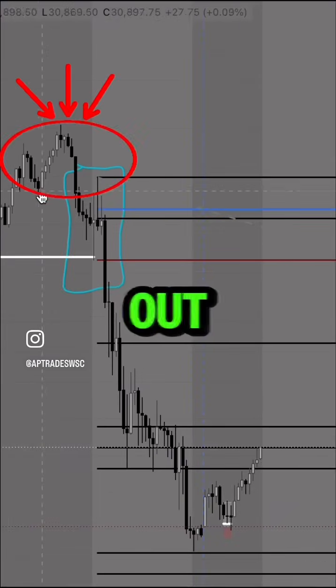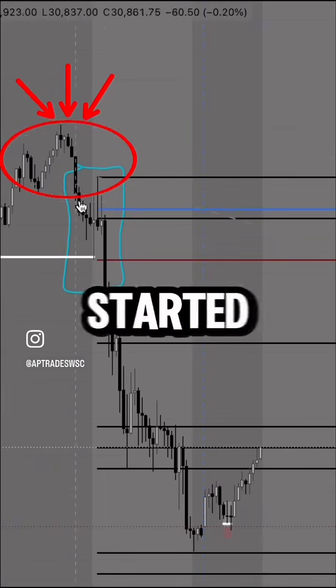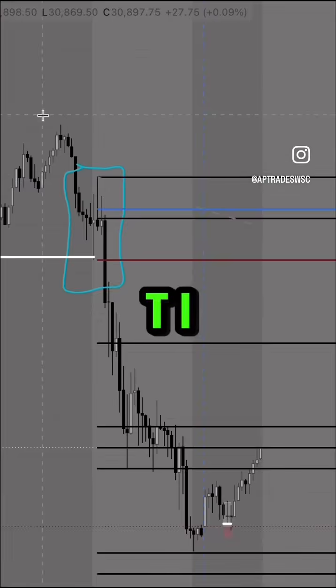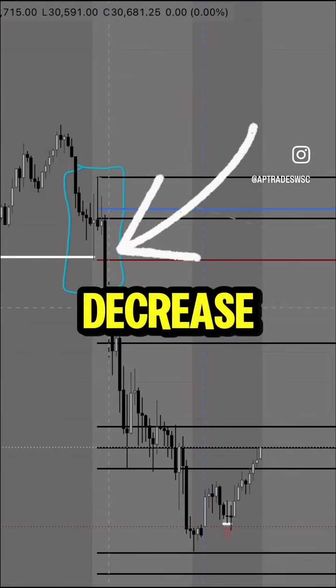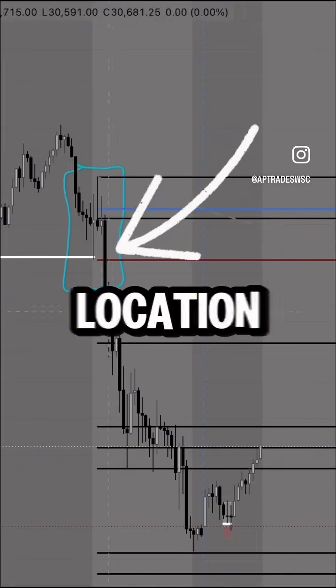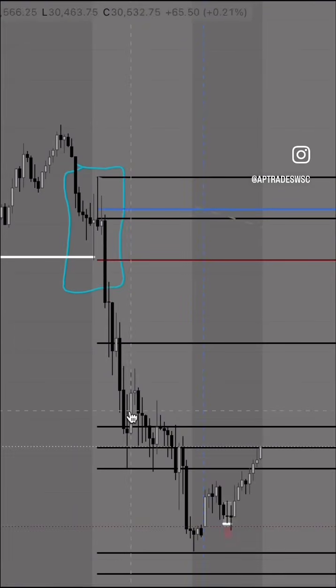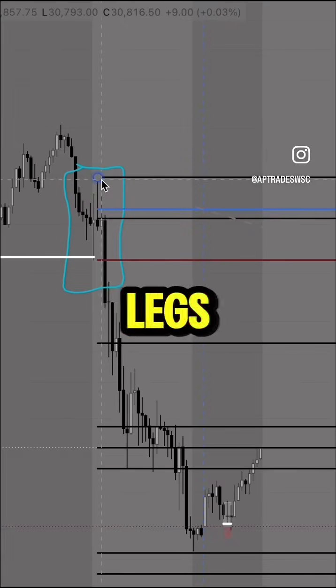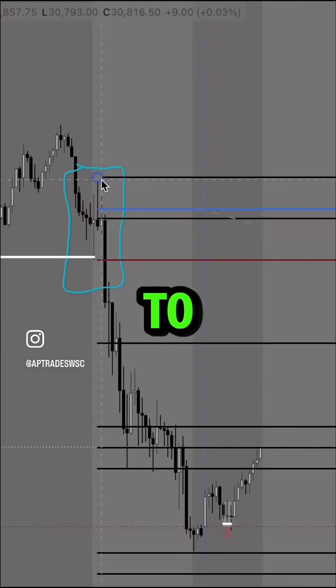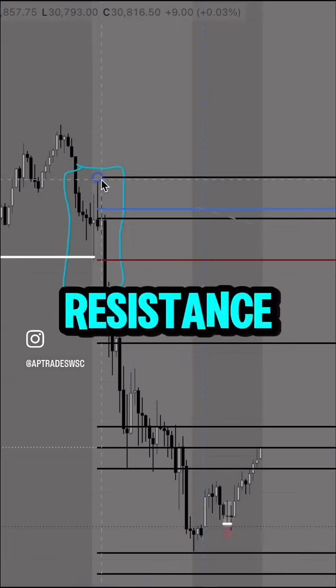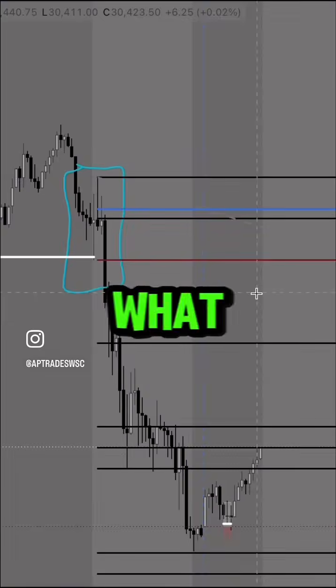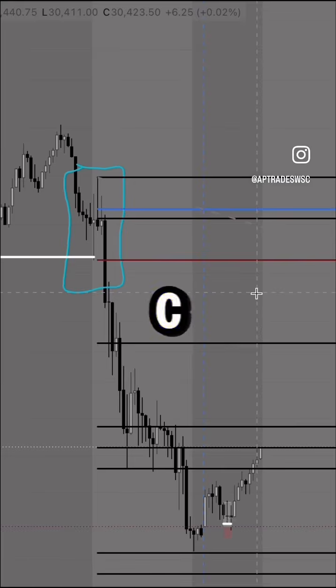A lot of people will mark out these two levels, even though it started the big move, that doesn't essentially mean that that is the big move. We can see a very rapid decrease and an abundance of sell orders in this kind of location. So what actually happens is that we want to look for these two legs. Legs are pretty much wicks where price tended to accumulate or essentially have a point of resistance prior to the actual full dump. Now, what I really like to see prior to this is a CHOCH.